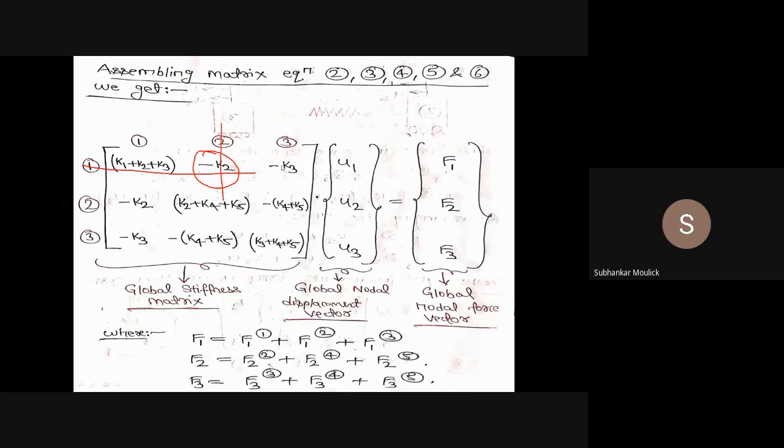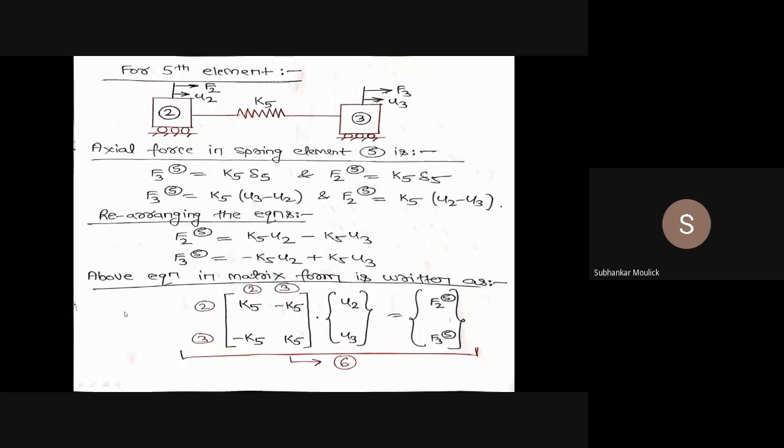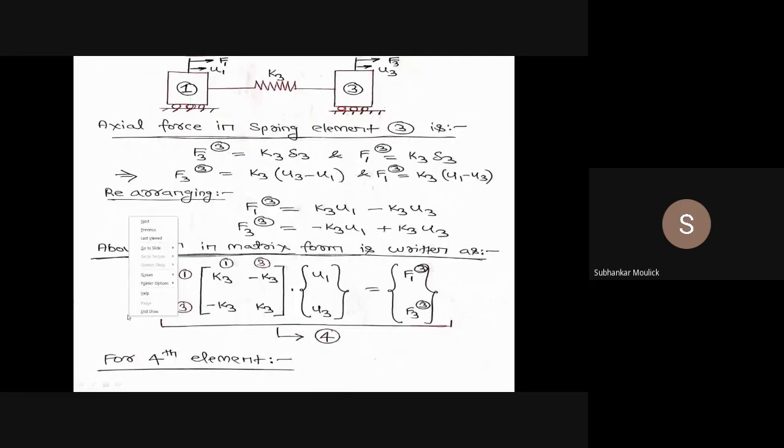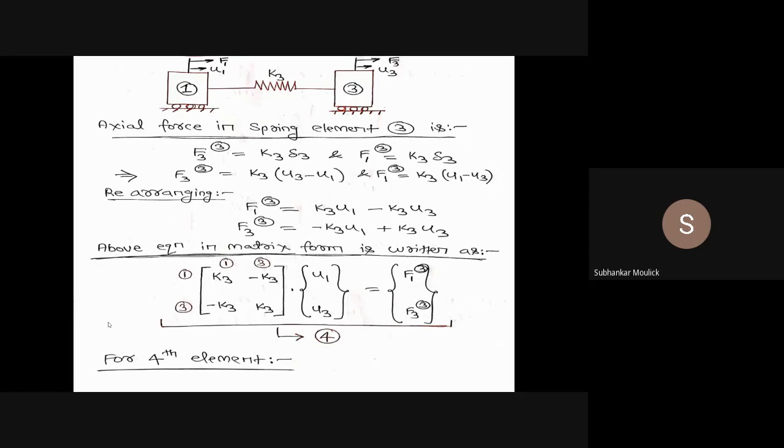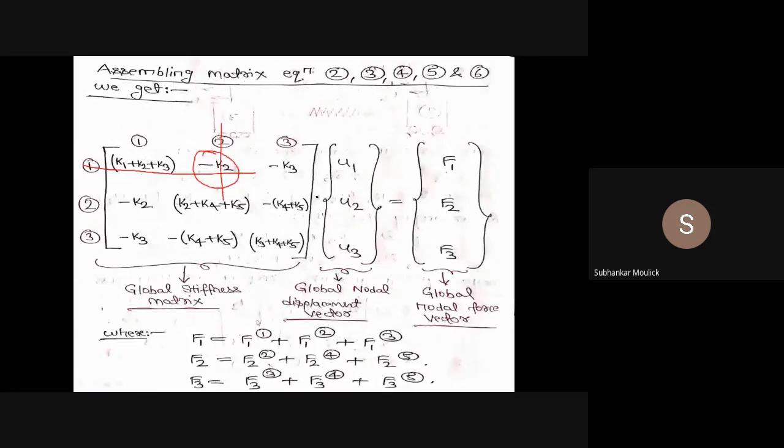Similarly, first row, third column. Let us find out. No, I will not use equation number 2 because there is one row and one column. Then first row, second column, we cannot use. Next is first row, third column. Yes, we can use first row and third column. The value is minus K3. See, minus K3, first row and third column. Likewise, you have to evaluate the entire matrix. Is it clear to all of you?